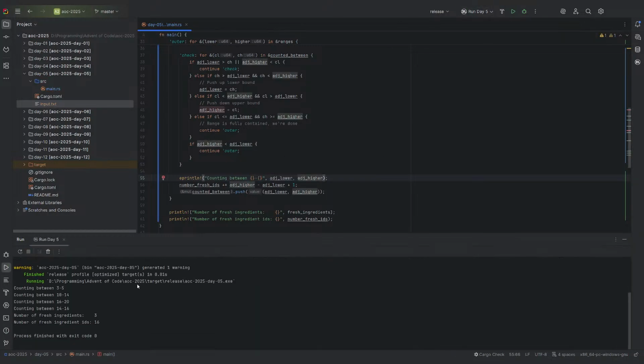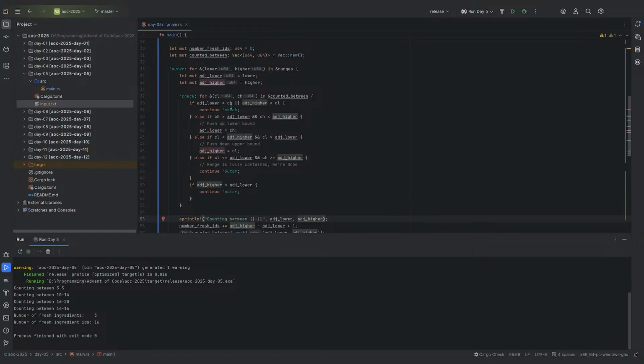Okay, but why? Because range is inclusive, that's why. Greater than or equal. That should be the correcting factor. Okay, that is correct.